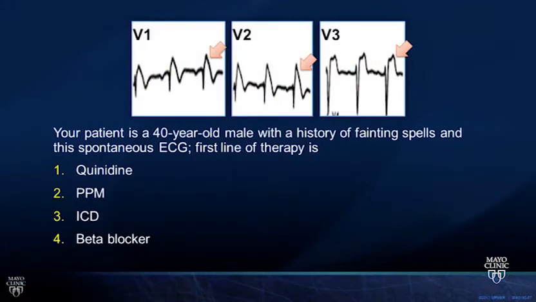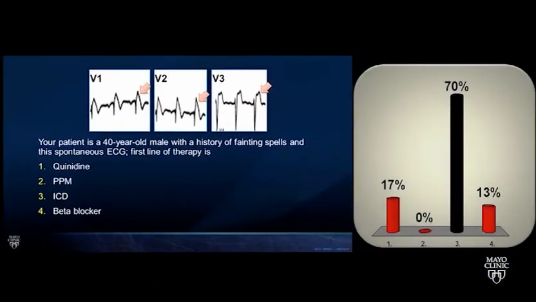Your patient is a 40-year-old male with a history of fainting spells and this spontaneous ECG. First-line therapy for this individual is quinidine, pacemaker, ICD, or beta blocker. Yeah, talk us through this one, Mike.